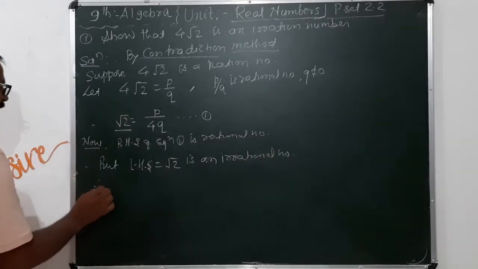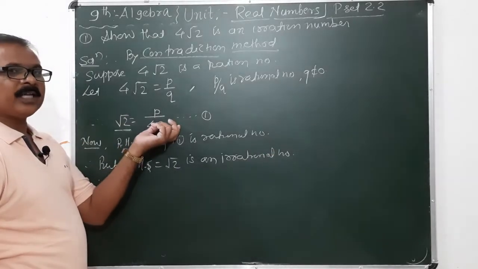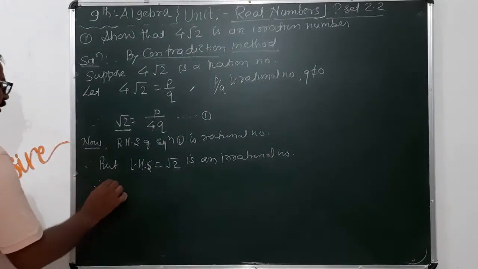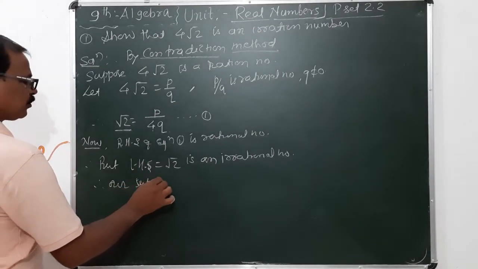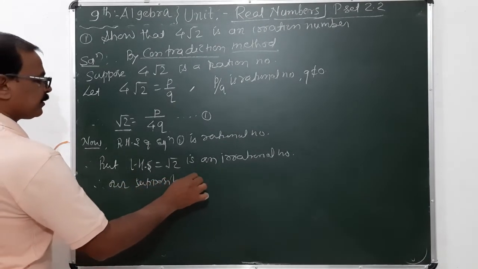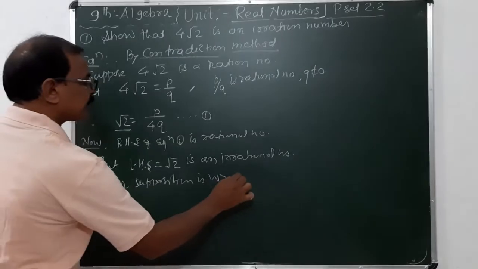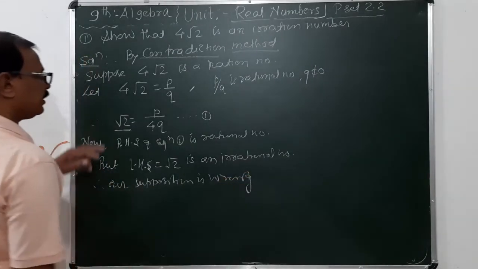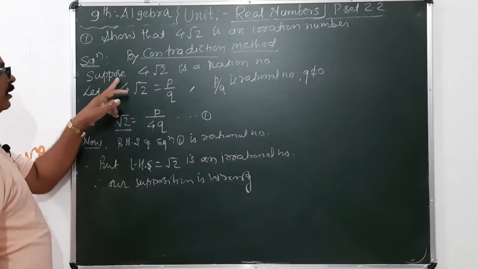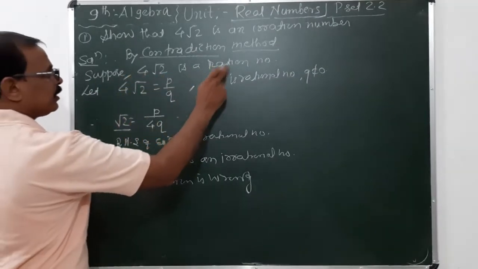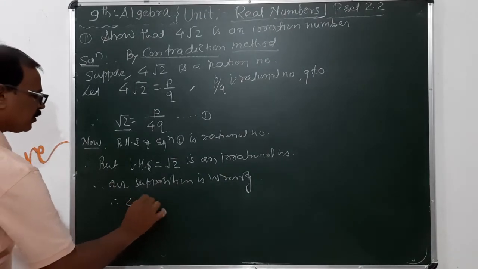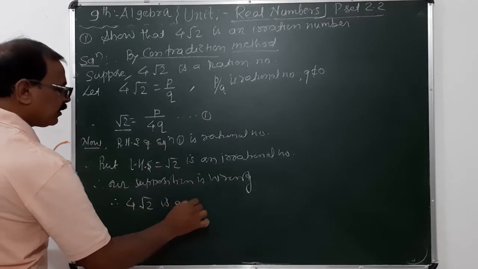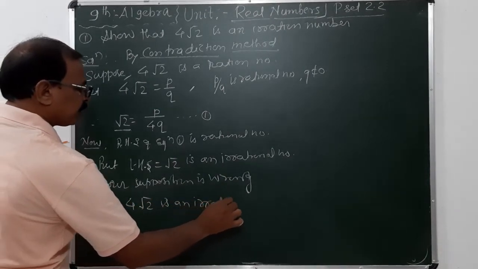Therefore this irrational is equal to rational. How is it possible? And therefore our supposition is wrong. What is the supposition here? 4 root 2 is a rational number, and therefore 4 root 2 is an irrational number.